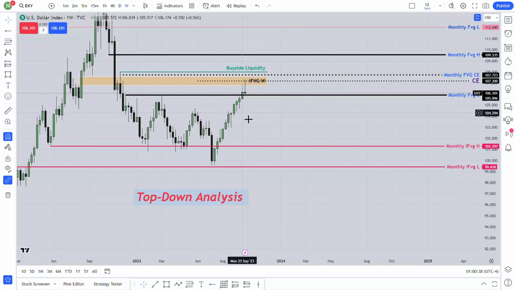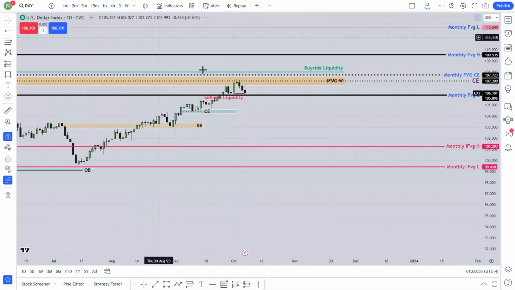When I go to the lower time frame, I will talk about how you will determine which way market will go. Right now market is inside the monthly fair value gap, in the lower portion actually, and just below the weekly fair value gap. Let's go to the daily chart.